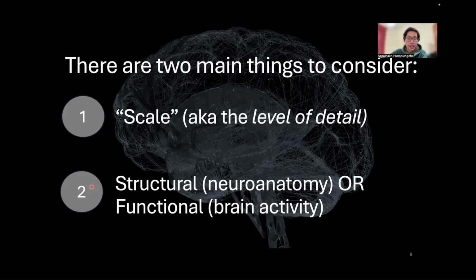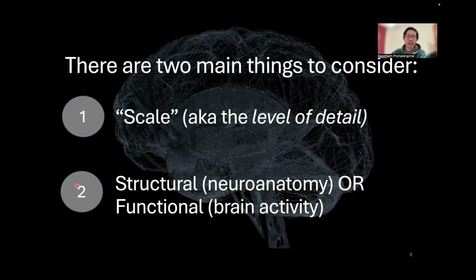The second point to consider when building a brain map is whether you're building a structural map or a functional map. A structural map conveys the neuroanatomy of the brain, so it's the structure, right? And the functional map conveys the brain activity, in other words, the functional properties of the neurons. Like how the neurons are firing, or in humans, is this brain area activated when we're trying to memorize something?